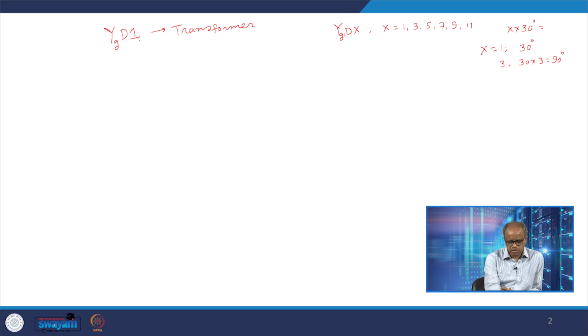So in this case, when we are talking about the YgD1 transformer, the delta side phase A voltage would be lagging the star side phase A voltage by 30 degrees. To do that, again we start with the very basic primitive diagram of a transformer. As we have said, the basic process is again the same.